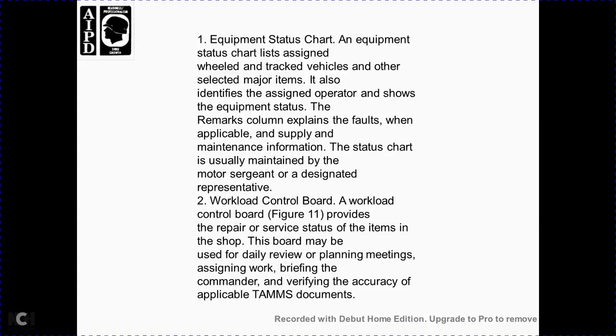Workload control board, figure 11, provides the repair service staff with the items in the repair shop. The board may be usually daily reviewed in planning meetings, assigning work, briefing the commander, and verifying the accuracy of the applicable TAMS documents. Figure 11 shows the workload control board.